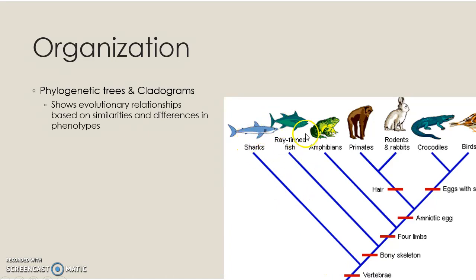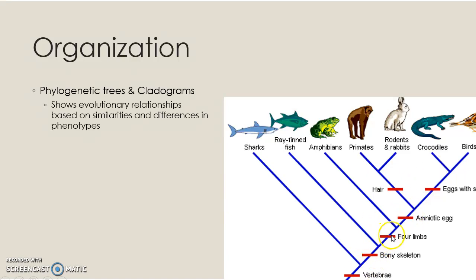So sharks, ray-finned fish, amphibians, primates, rodents, rabbits, crocodiles, and birds are all on this chart. Down here, here's the presence of a vertebrae. Everything above this red line has a vertebrae. So when we're talking about all of these organisms, a vertebrae is a very ancestral trait. However, here's another one, bony skeleton. Everything above this red line right here has a bony skeleton, which means that sharks do not have a bony skeleton. So if we want to compare ray-finned fish and sharks, well then bony skeleton is a derived trait. It helps us divide everybody else from the sharks. But if we're looking at birds and crocodiles and rodents and rabbits, then a bony skeleton is an ancestral trait. So it depends on where you're looking.